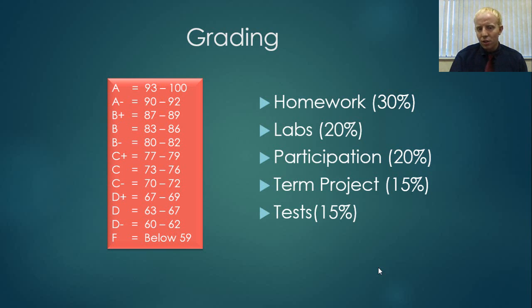At the end of each term, you'll have a project that has something to do with the curriculum we're covering. You'll work on a project either by yourself or in a small group, and that will count for 15% of your grade. And then last of all, you'll have tests. At the end of every unit, we'll have a test, and those tests will count for another 15% of your grade. So hopefully this is a simple grading scale that makes sense. If you ever have any questions, just let me know.